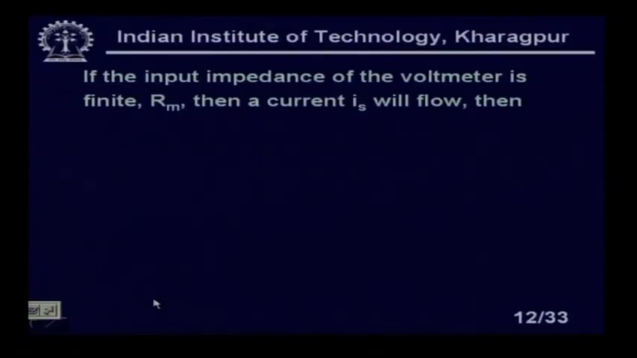If the input impedance of the voltmeter... now you see, all the analysis we have made so far, we are assuming that no current is flowing to the secondary. Current is not flowing because we are assuming that the secondary is open circuit, but in most cases it is not true. To some approximation it is true, because we will connect a very high input impedance.